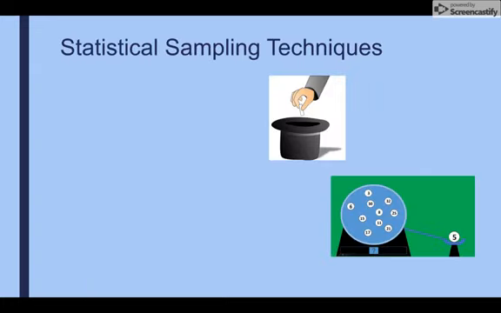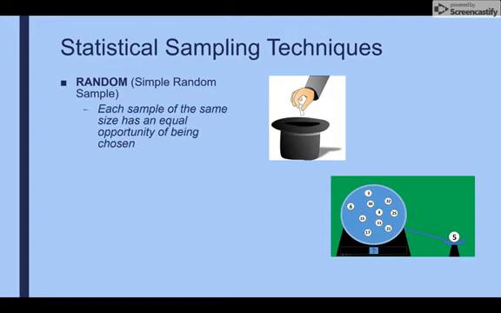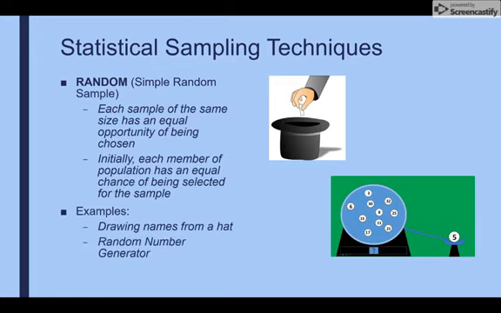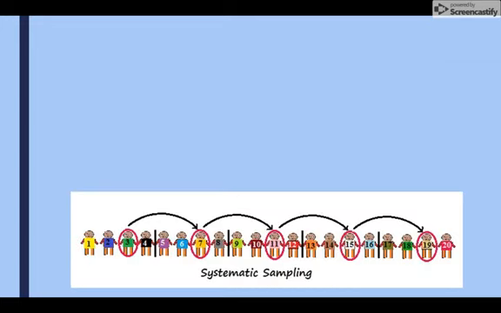So the first one is random, sometimes called a simple random sample. Each sample of the same size has an equal opportunity of being chosen. Initially, each member of the population has an equal chance of being selected for the sample. A good example of a random sample is drawing names from a hat. Everybody's name is put into the hat and mixed up, and then one is drawn out. Any sort of random number generator, similar to what's used for drawing the lottery numbers, also works.